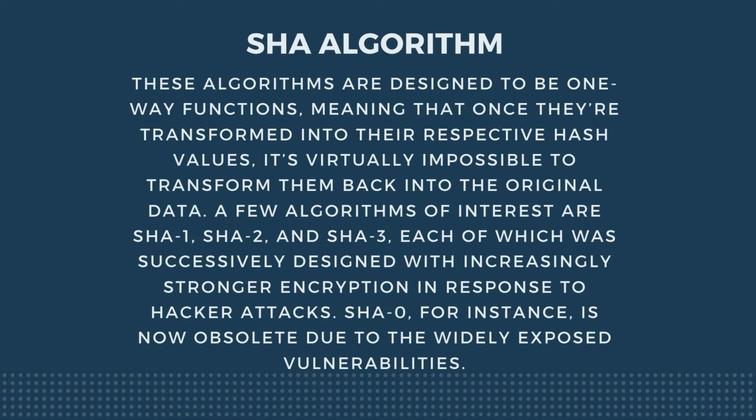These algorithms are designed to be one-way functions, meaning that once they're transformed into their respective hash values, it's virtually impossible to transform them back into the original data. A few algorithms of interest are SHA-1, SHA-2, and SHA-3, each of which was successively designed with increasingly stronger encryption in response to hacker attacks. SHA-0, for instance, is now obsolete due to widely exposed vulnerabilities.